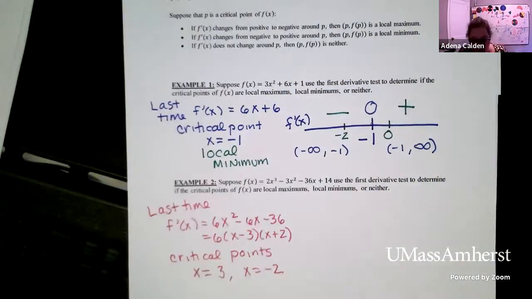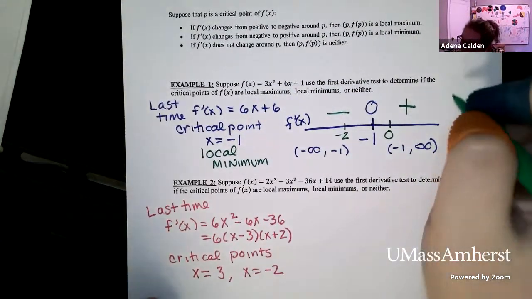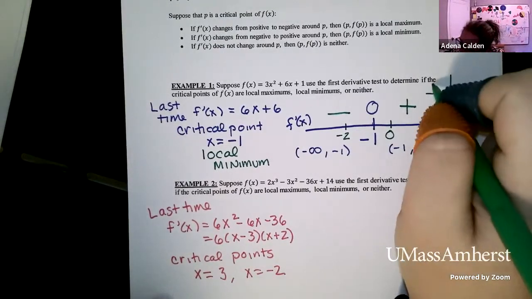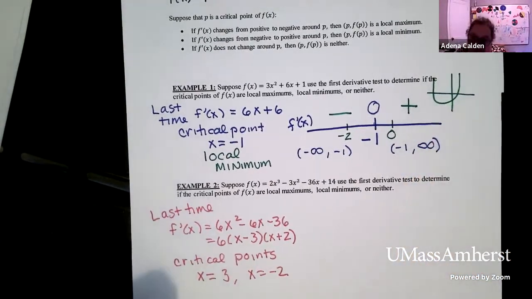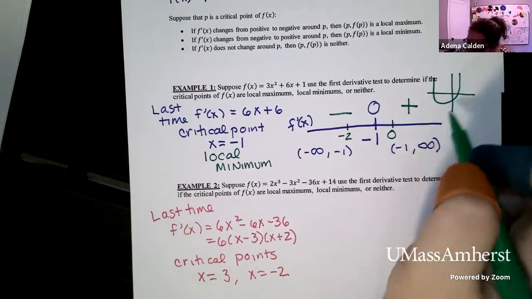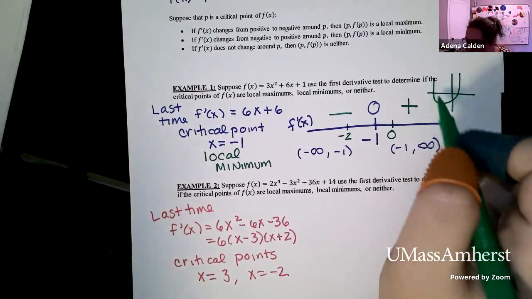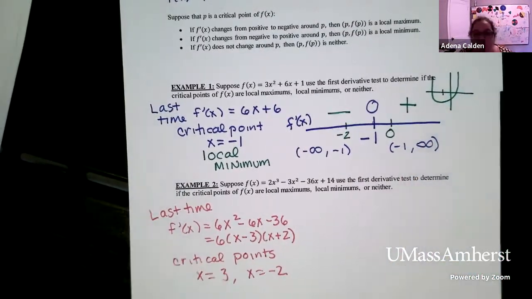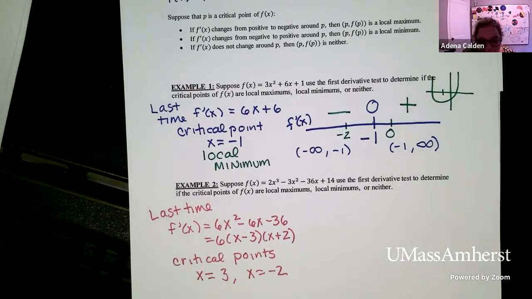And that agrees with our graph. If you remember what the graph looked like, you may or may not, that was last class, but it looked like this. Okay, and so we found it was a local minimum because we could see the U shape over here at -1. So again, no matter which test you use, you will get the same result. You should never get a conflicting result.